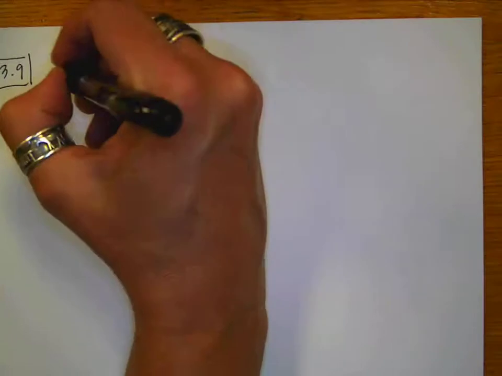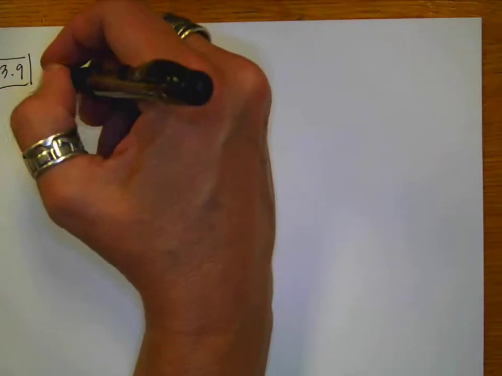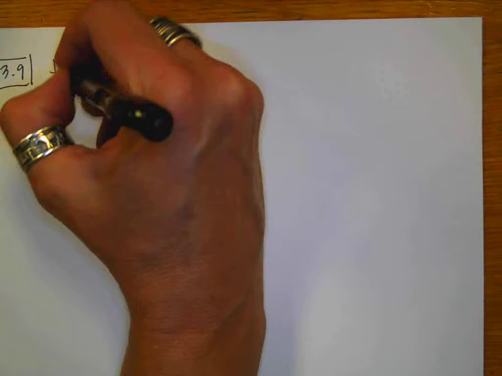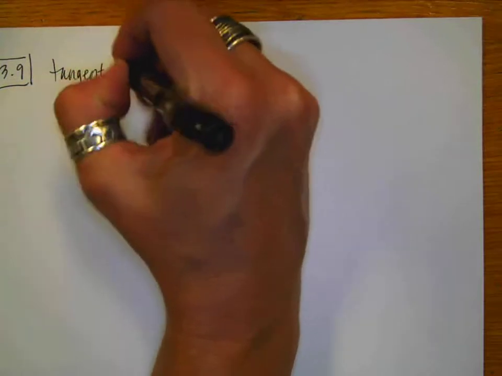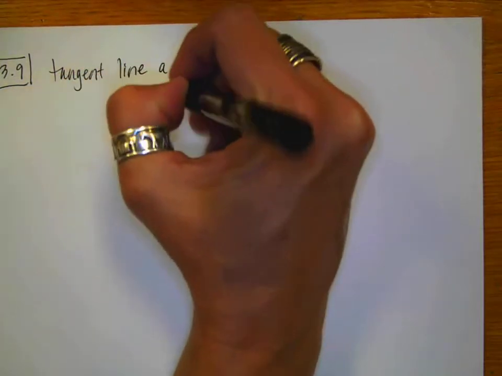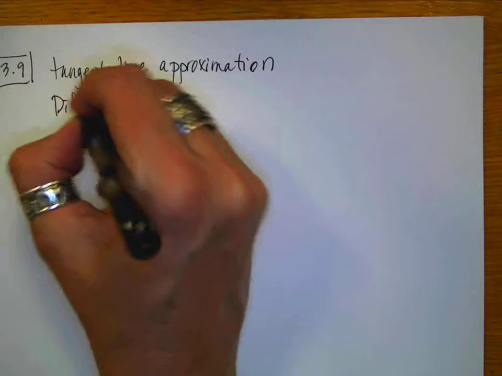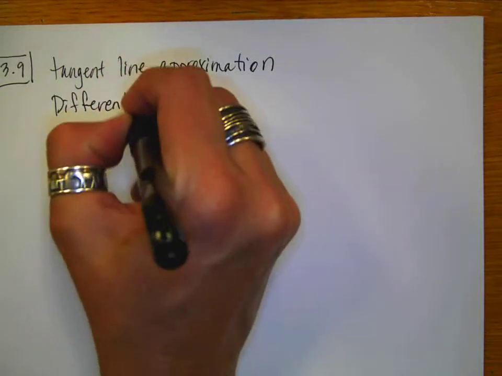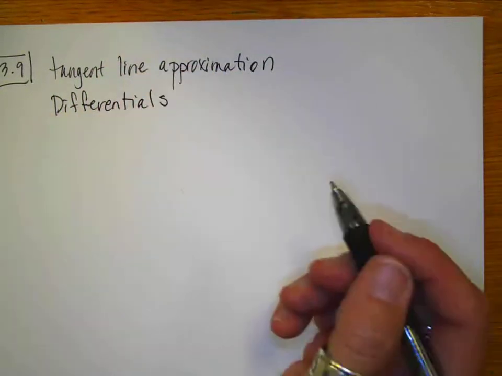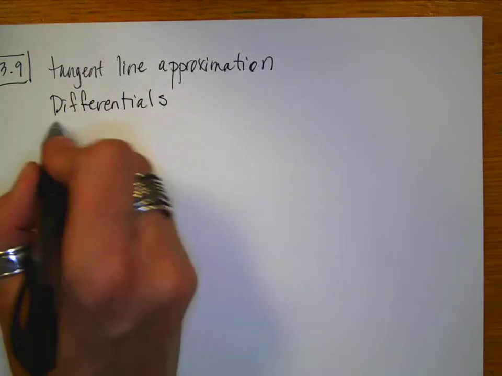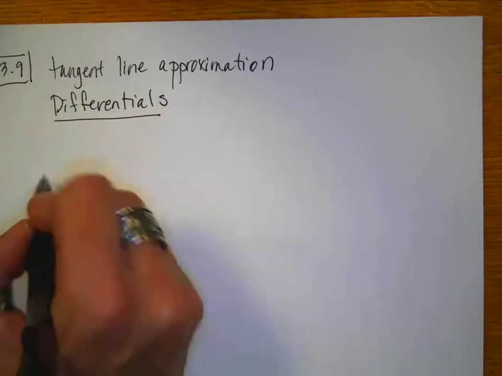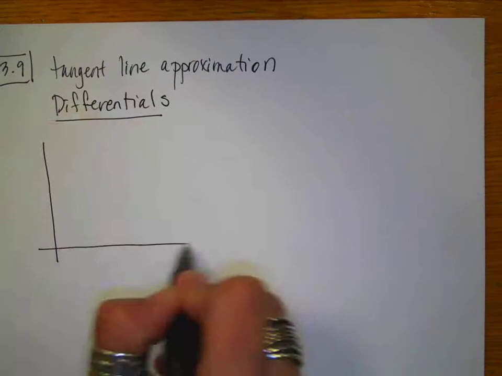So the next section that we're going to do is 3.9, and we're going to be kind of continuing the ideas of Newton's method, and we're going to be doing what's called a tangent line approximation. Alrighty, and we're going to use differentials. So I'm going to draw a diagram. Hopefully it's relatively helpful as we talk about our differentials.